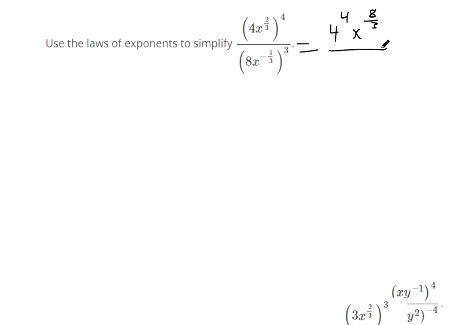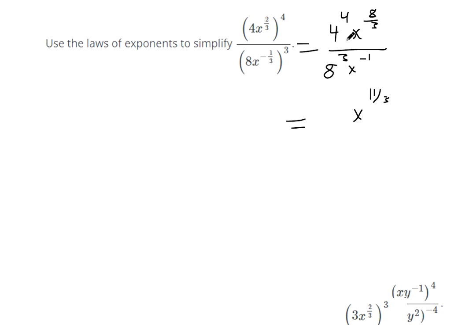Same thing on bottom. 8 to the power of 3 now, and then x to the power of -1, because -1/3 times 3 makes -1. And now when you have two numbers that have the same base that are being divided, the power subtracts. So we got 8/3 subtracted by -1, so that's 8/3 plus 3/3, so that's 11/3.